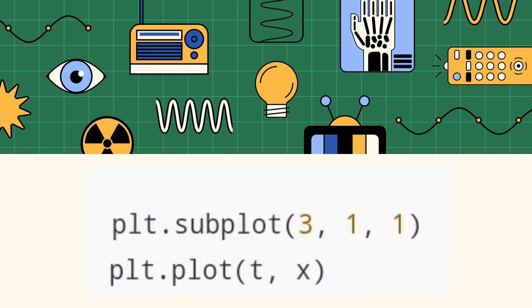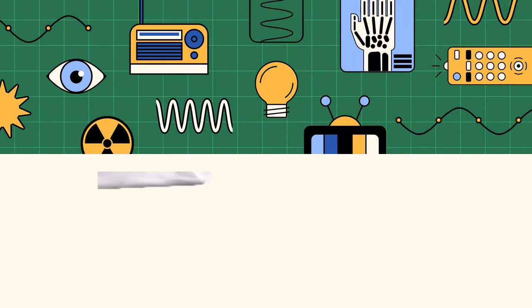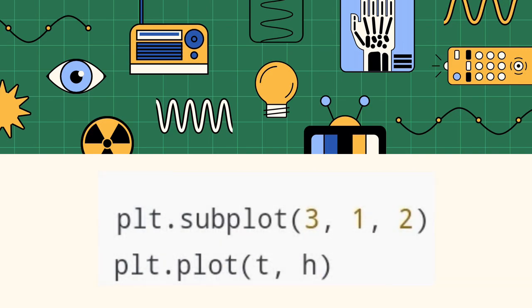The first subplot displays the input signal x of t. This graph shows a rectangular pulse, clearly illustrating when the signal is active. The second subplot displays the impulse response h of t. This plot shows an exponentially decaying signal starting at t equal to 0, confirming system causality.